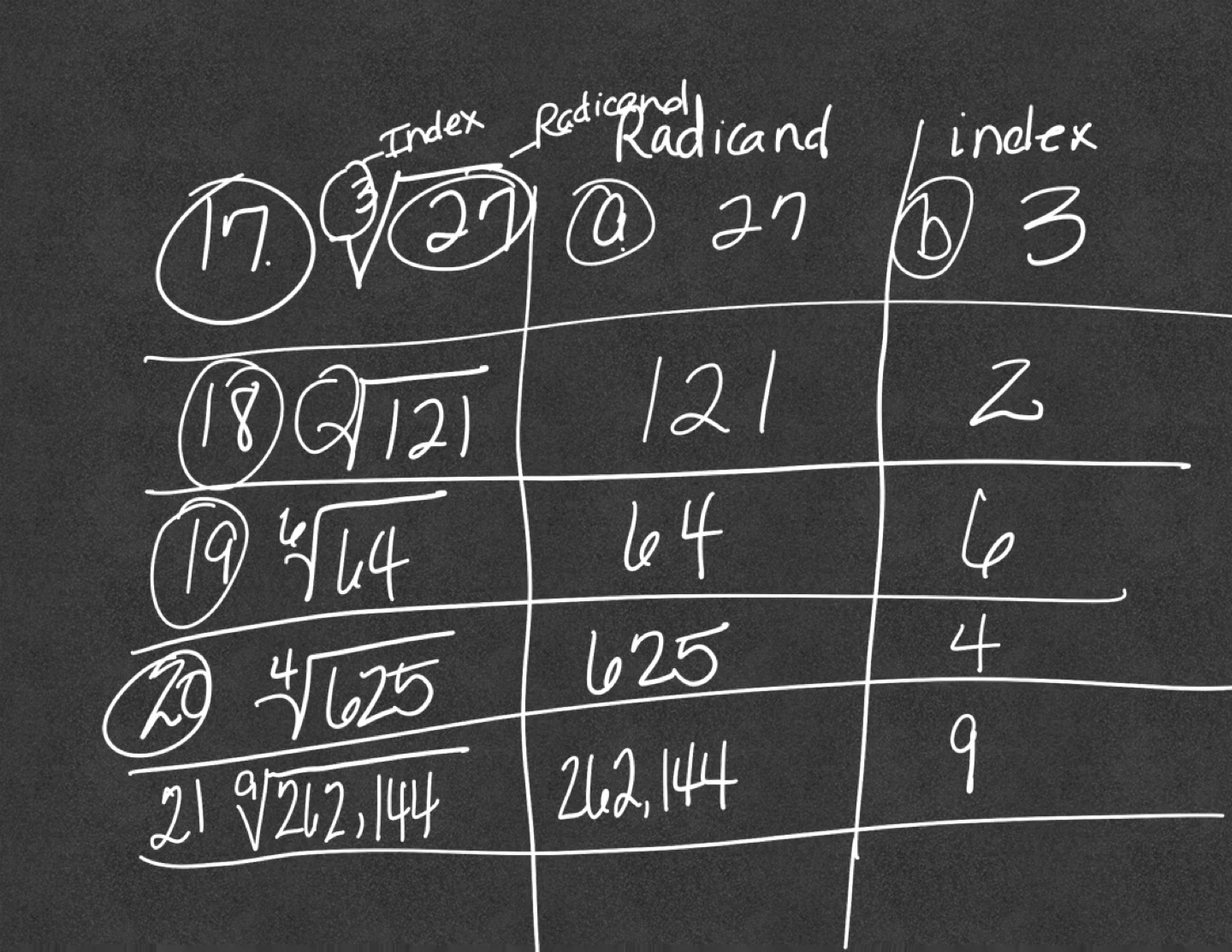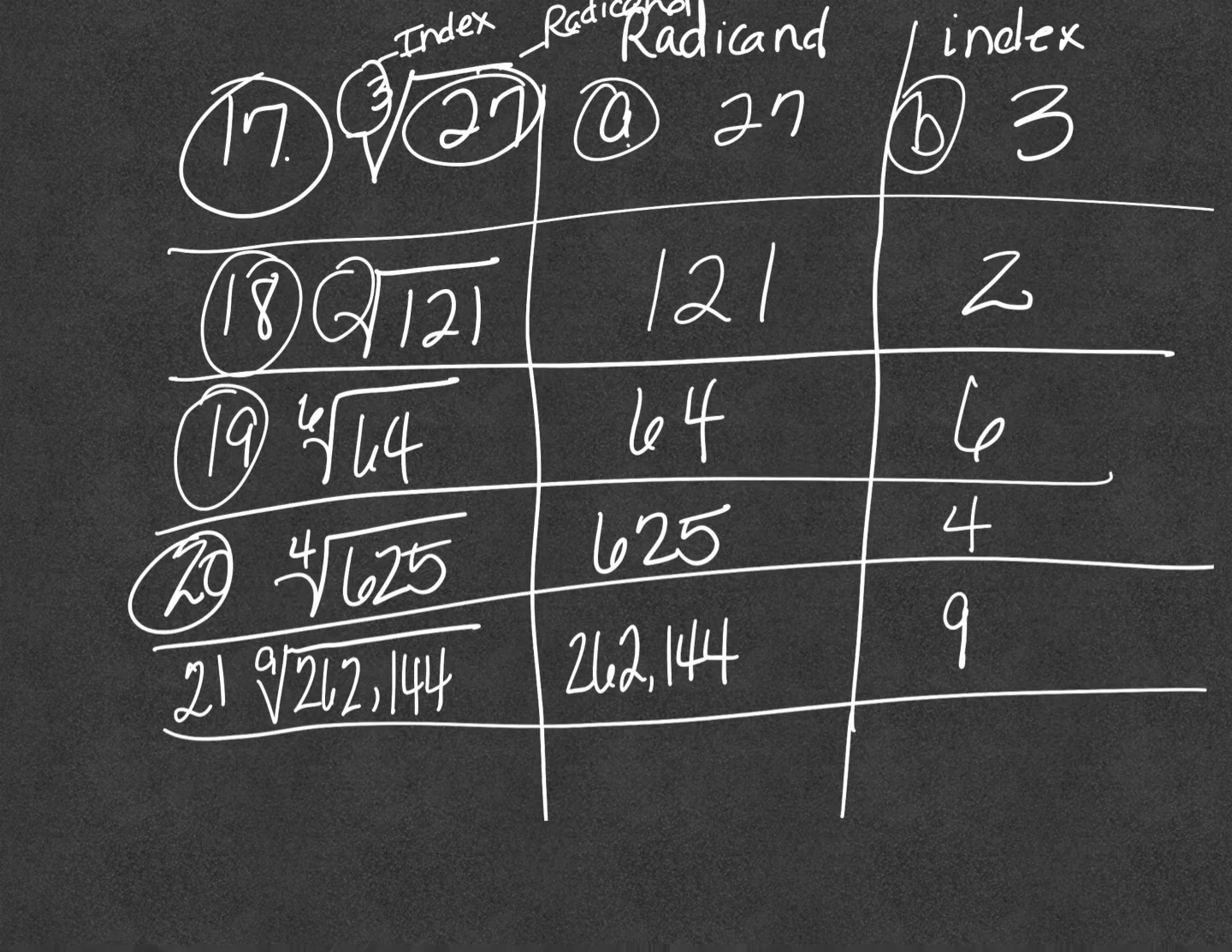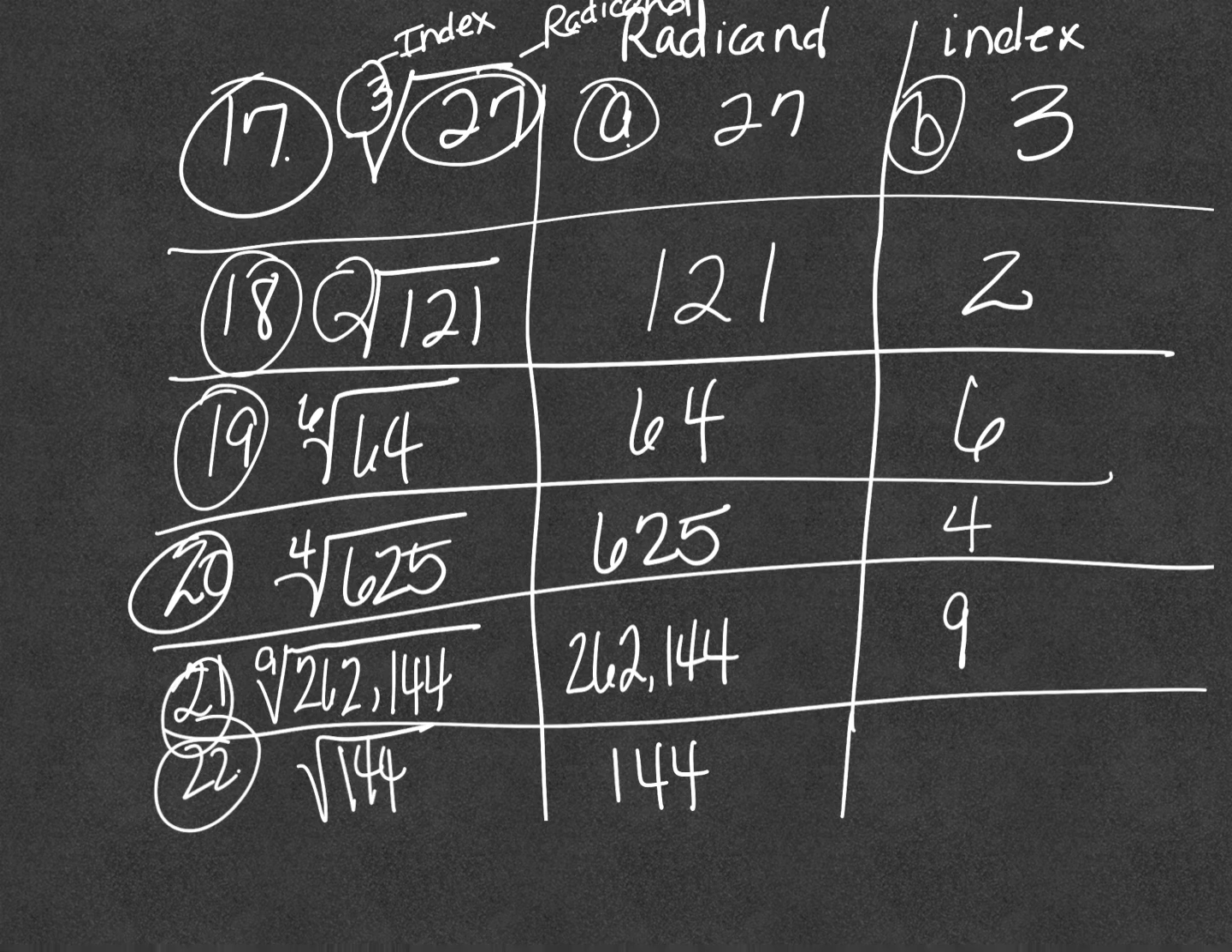Now, let's do one more, which is number 22. Here we have the blank of 144. So what is your radicand? 144. What is your index? 2. Does everybody understand why it's 2 there? Because you know that 12 times 12 is 144, but you're not looking for the answer of the square root, okay?